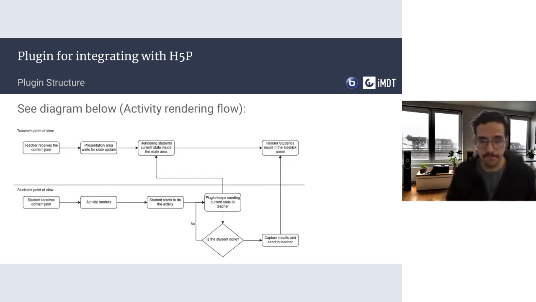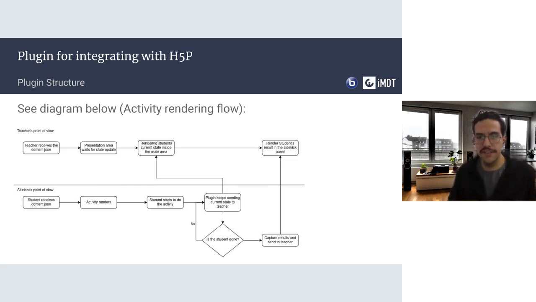whole, okay? So the student is going to receive the content JSON that was sent by the teacher when they clicked the Play H5P button, and the activity will render on the student's screen, okay? So the student will start doing the activity normally, and with that, the plugin is going to capture all the current states of the H5P activity that is rendered in the student's client, okay? And with that, the plugin is going to constantly check for the xAPI events.